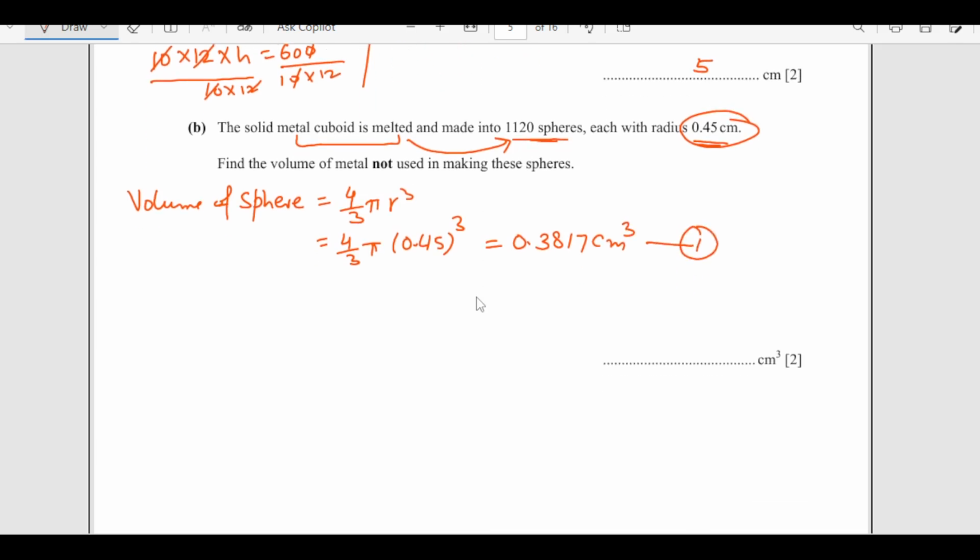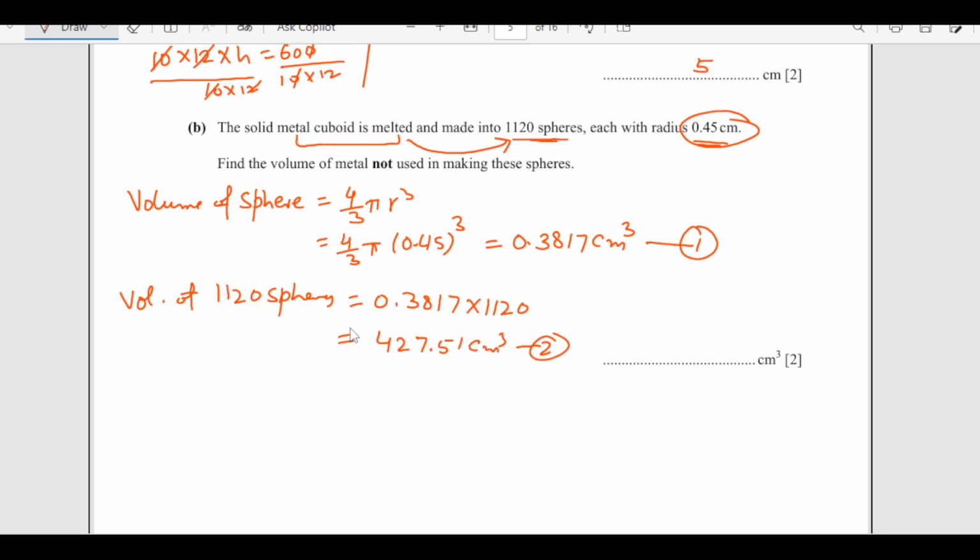Okay, now next we can find out volume of the sphere. This is volume of one sphere, and we have how many spheres here? 1120 spheres. So 0.3817 for one and 1120 is for the whole of the spheres. So this is 427.51 centimeter cubed, right? Let's say this is equation number 2.